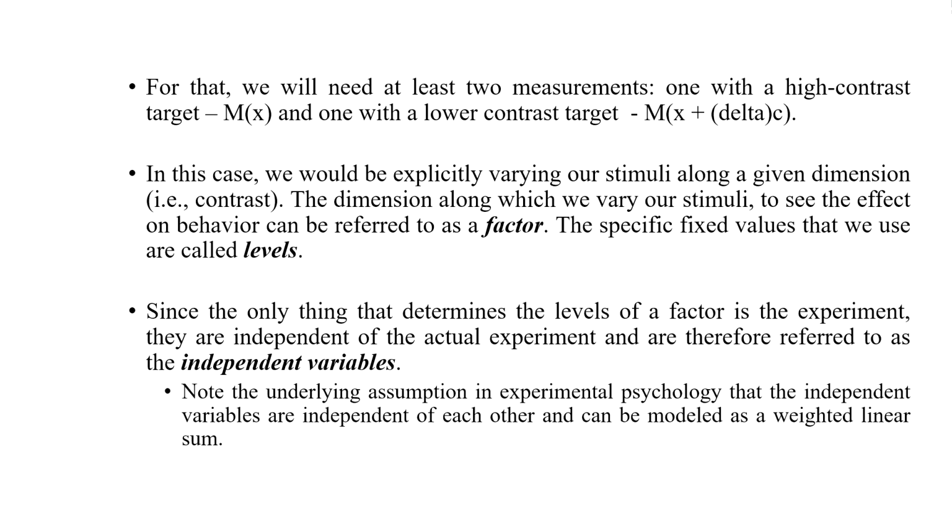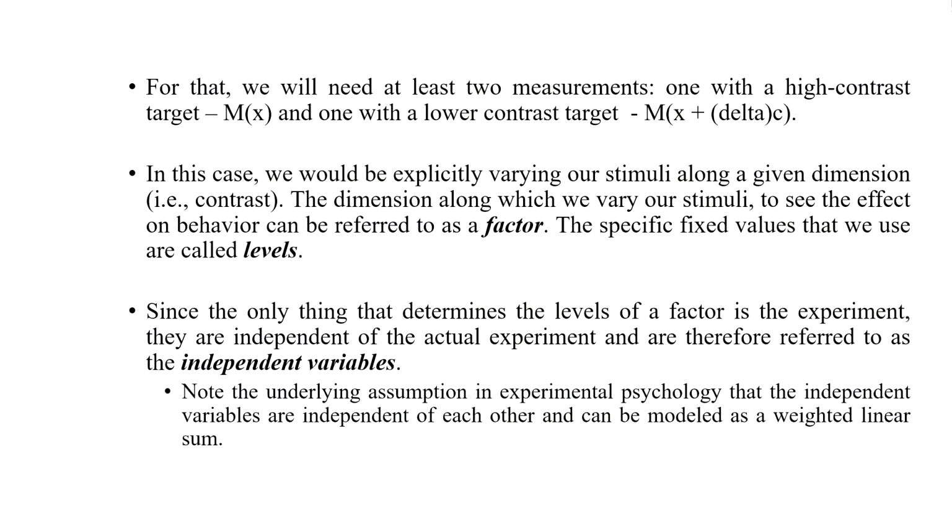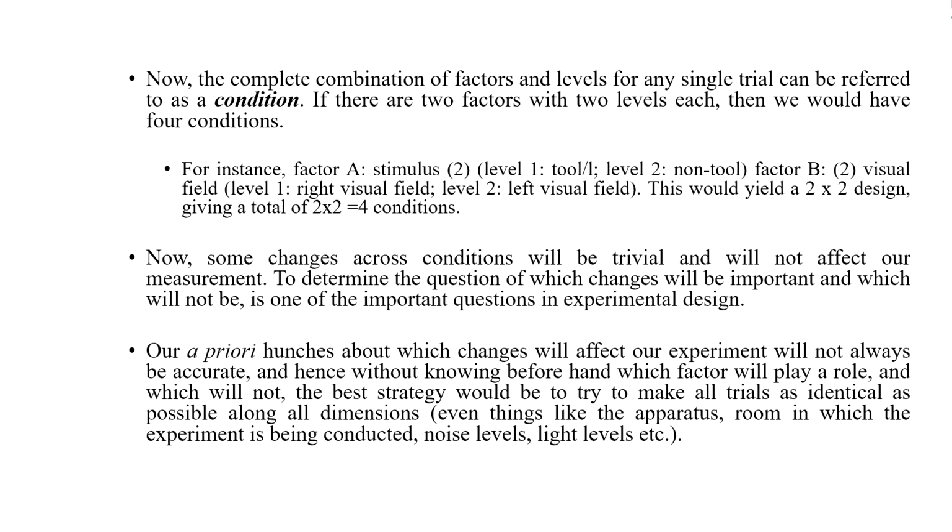Because the only thing that determines the levels of a given factor is the experimenter, and because they are independent of the actual experiment, they are referred to as independent variables. Remember, we have several other variations of this also. Why is an independent variable called an independent variable? Because it is independent of the experiment, but in control of the experimenter, who can vary it independently of everything else. Remember, the underlying assumption in experimental psychology is that the independent variables are also independent of each other and can be weighed as a weighted linear sum. We will talk about this when we talk about interactions and so on.